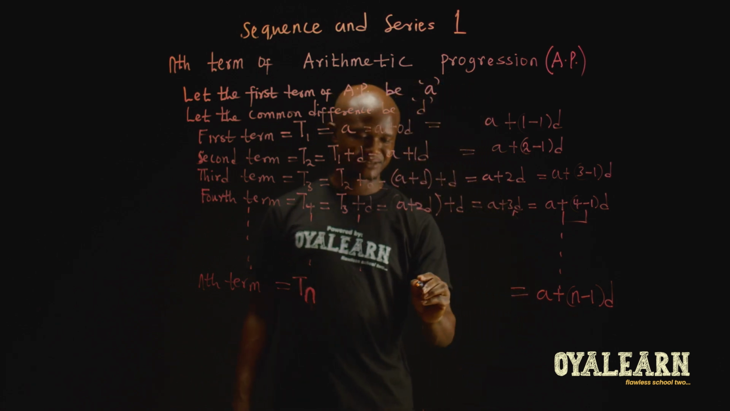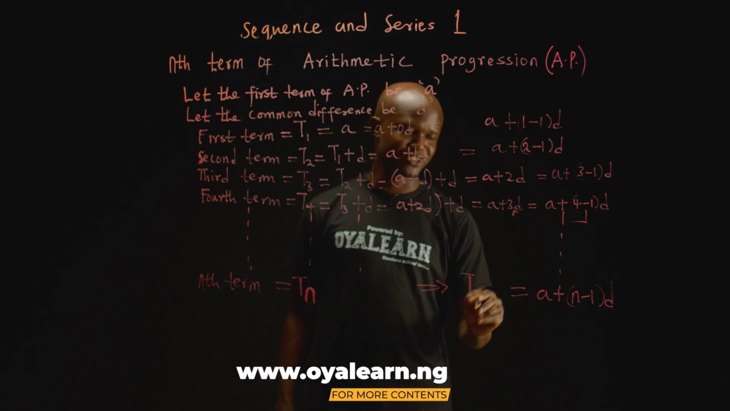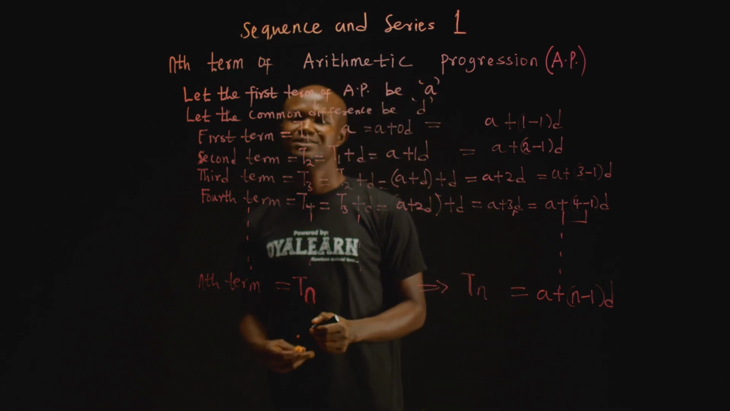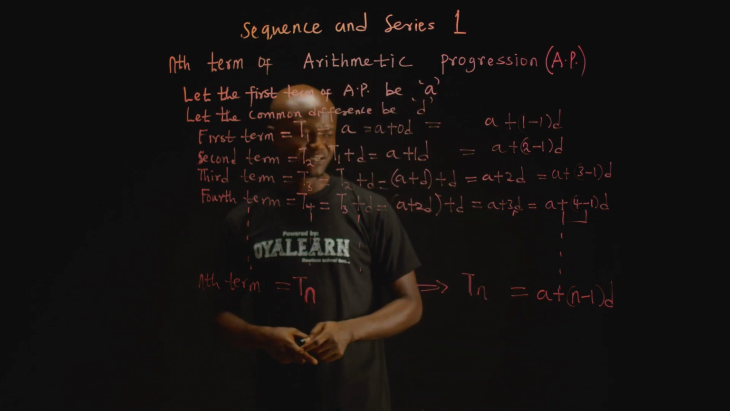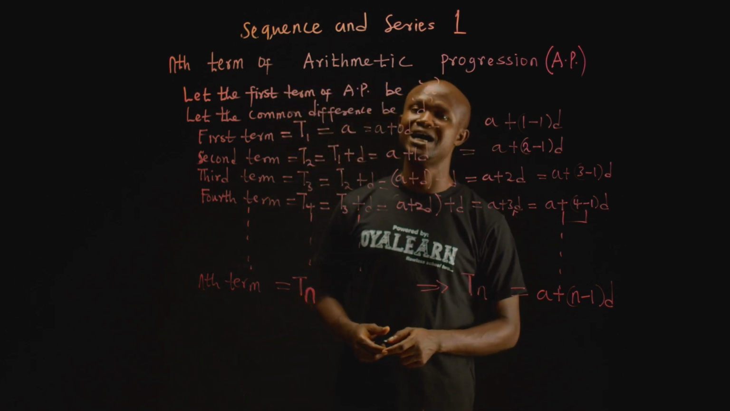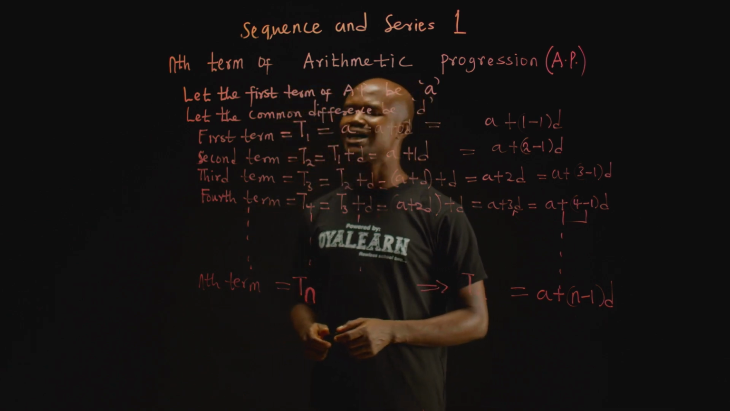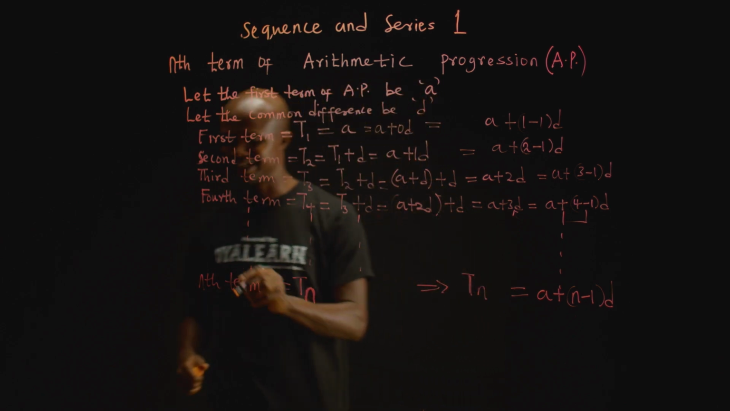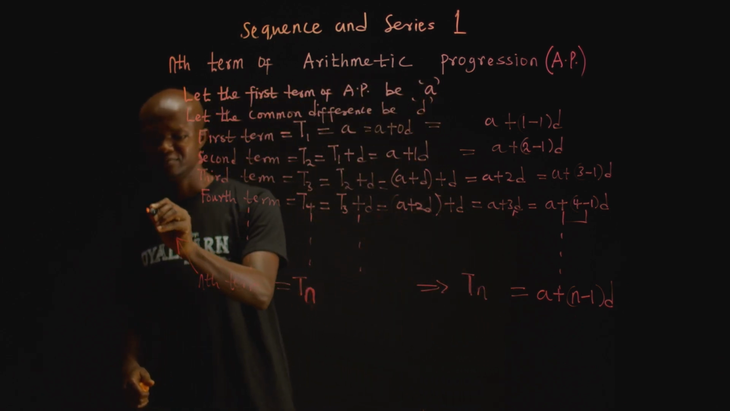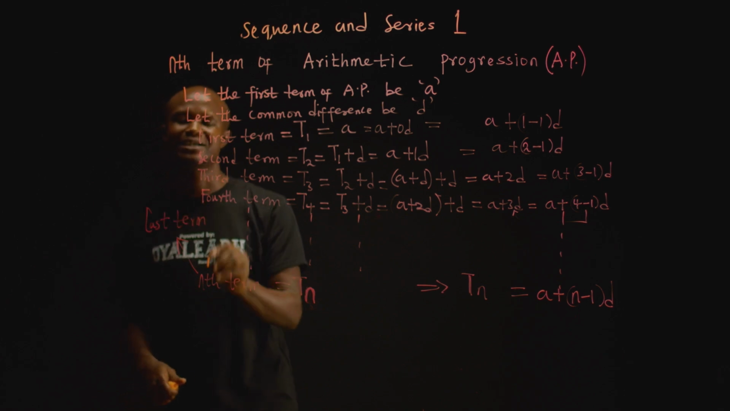So that is the end term of the sequence, where A represents the first term, D represents the common difference, and n is the number of terms. Also, you need to know that the end term is the same thing as what we call the last term. That's the last term of AP. It's also the same thing as the end term.